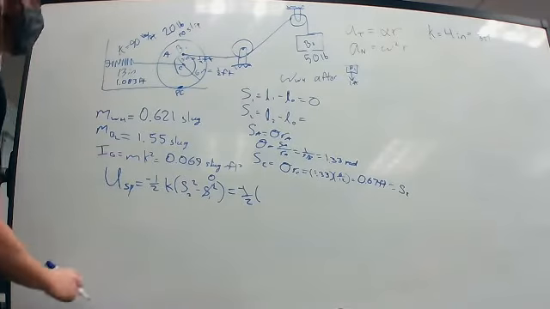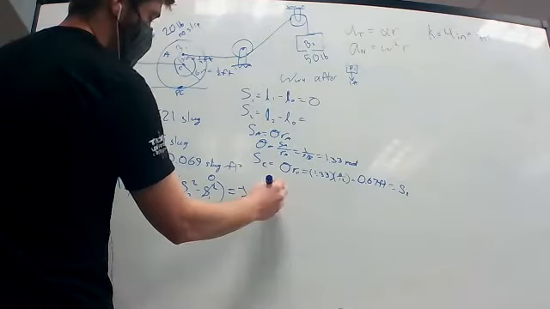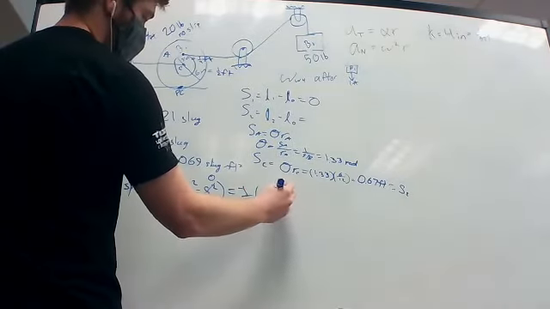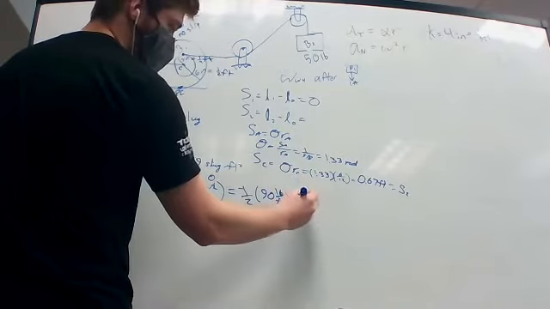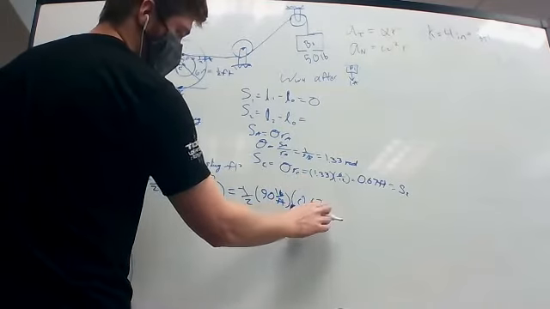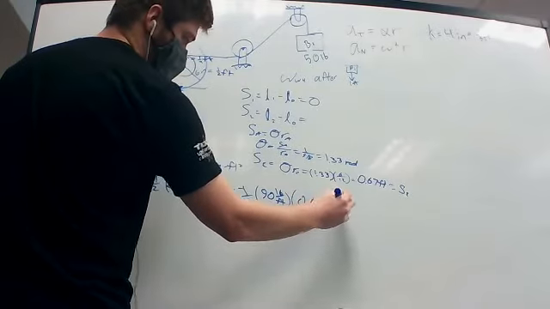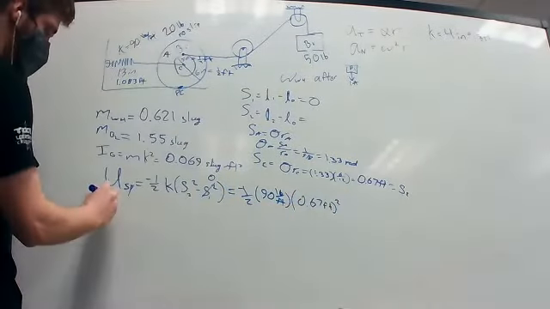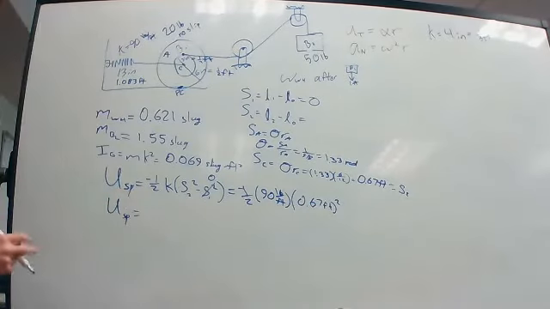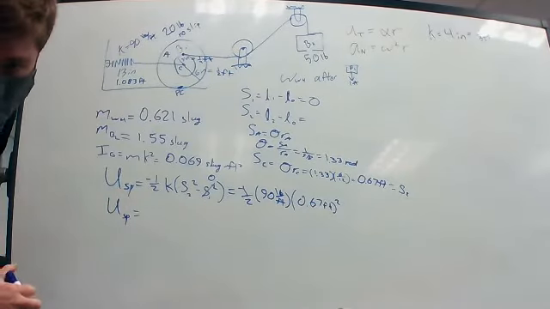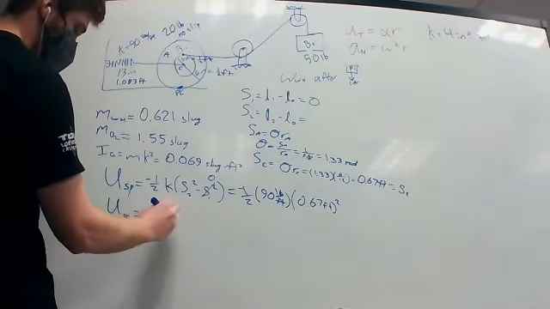So K here is going to be the 90 pounds per foot times 0.67 feet squared. And U for the spring is going to come out to be minus 20 foot-pounds.